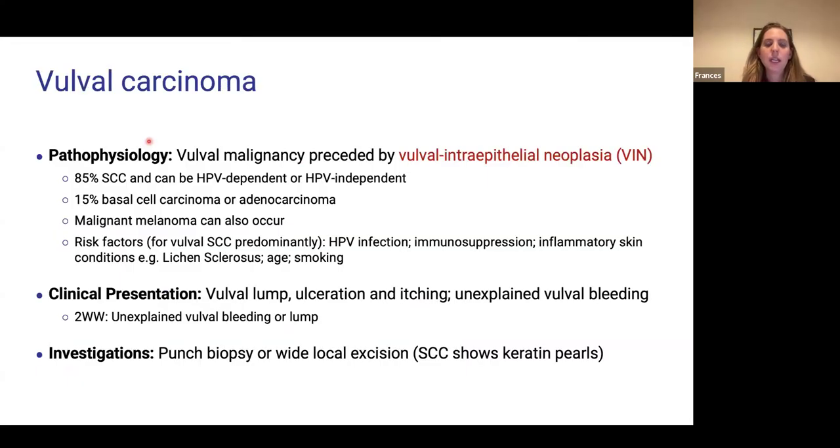So vulval carcinoma, similar to the cervix, is preceded by precursor lesions, so vulval epithelial neoplasia. It's most commonly a squamous cell carcinoma, and as I said, can be linked to HPV or not. You can get other types, but these are small print. You could also get a malignant melanoma, and essentially risk factors are to do with HPV, immunosuppression, if you have lichen sclerosis, and so on. And so, your diagnosis is going to be very similar to cervical cancer. So you want to take a biopsy, and obviously you're going to see your classic SCC markers on histology.